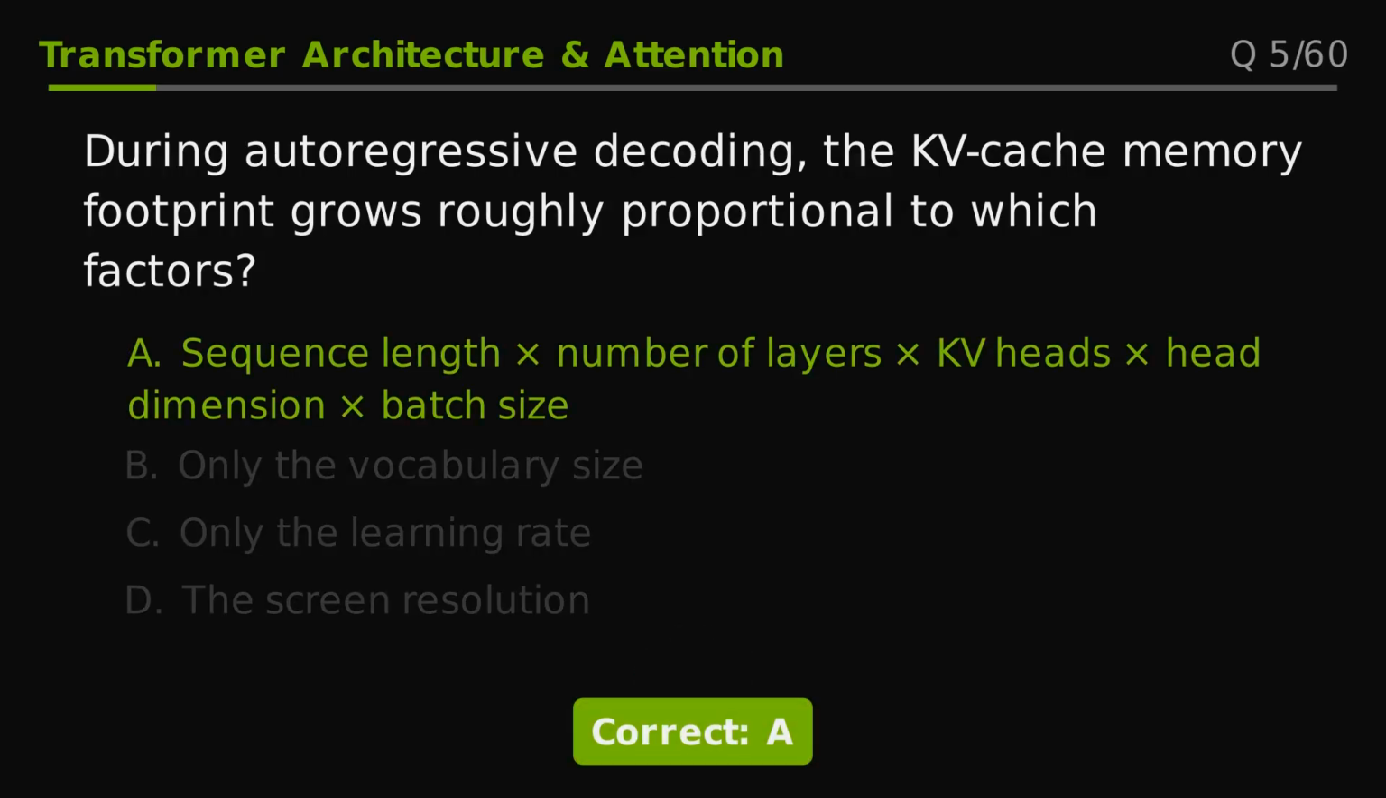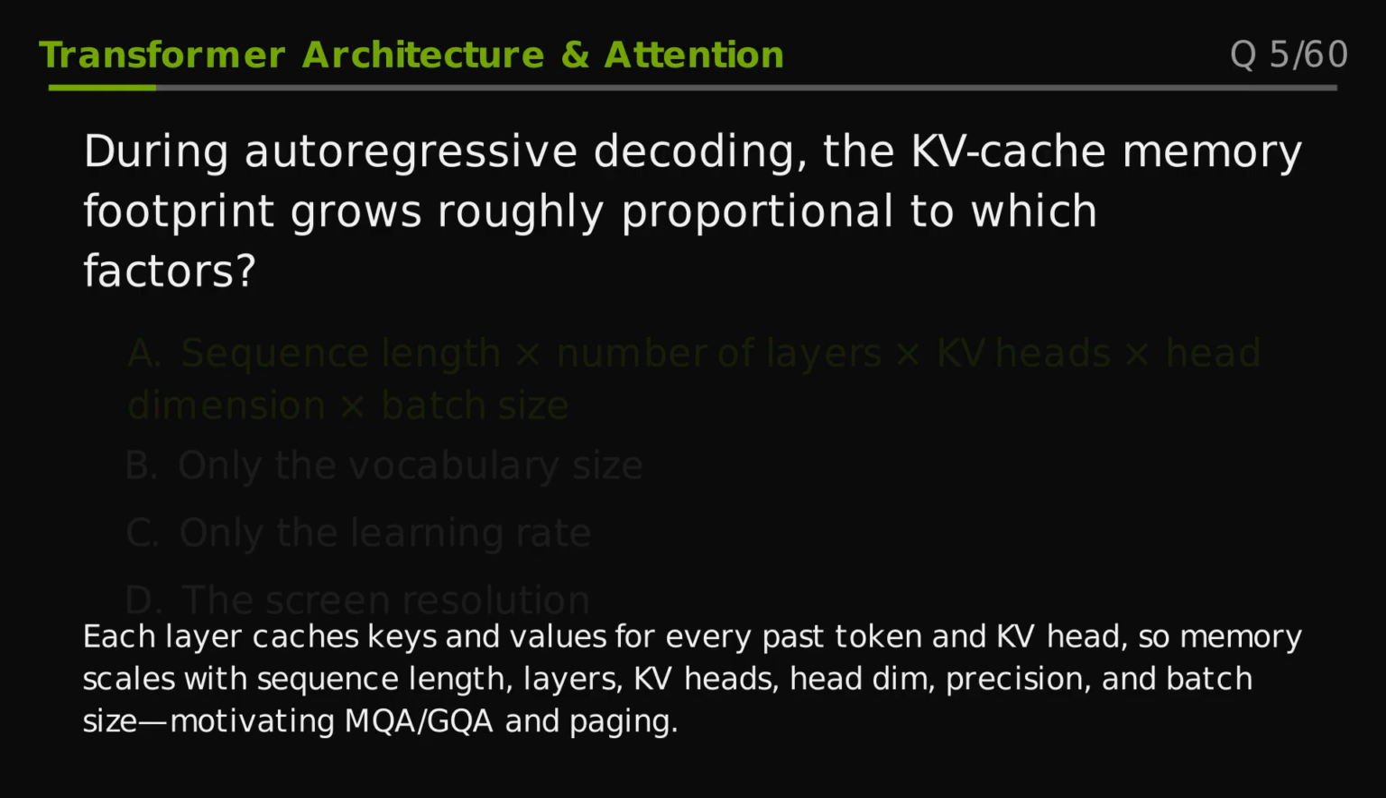The correct answer is A. Each layer caches keys and values for every past token and KV head, so memory scales with sequence length, layers, KV heads, head dim, precision, and batch size, motivating quantization and paging.